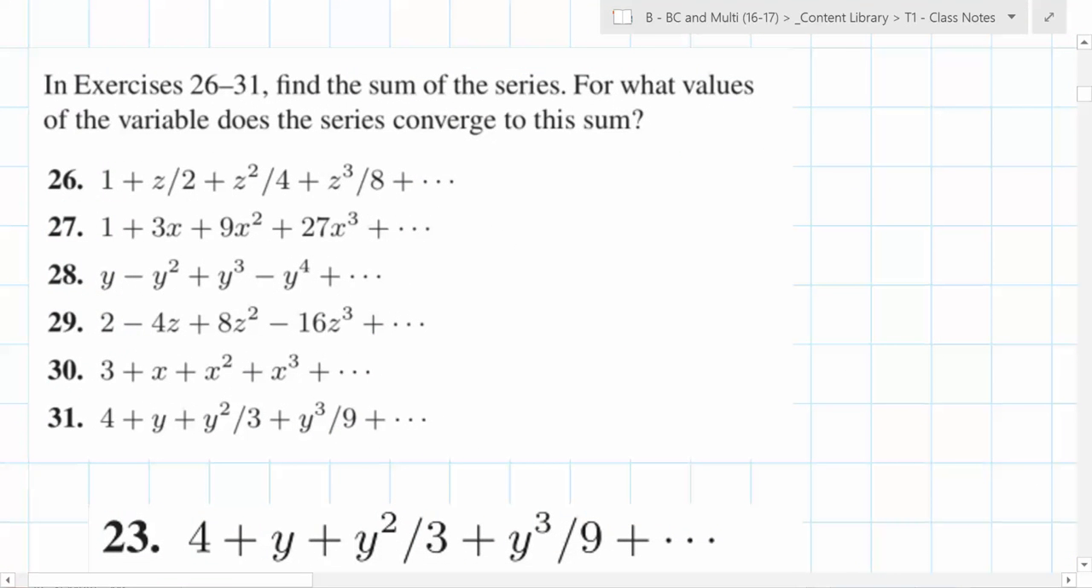Okay, so on 31, if we do this one right here, it says, find the sum of the series. For what values of the variables does the series converge? Okay, so is this a geometric series? Let's say if it is, A is going to be 4, and what's R going to be? Well, R should be y over 3, but it doesn't work.